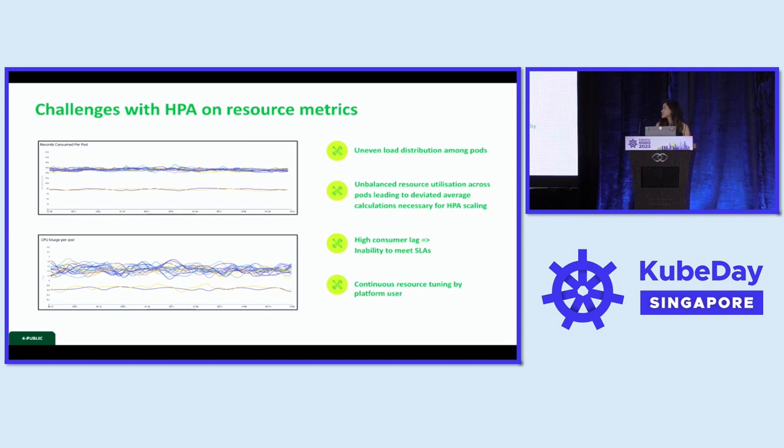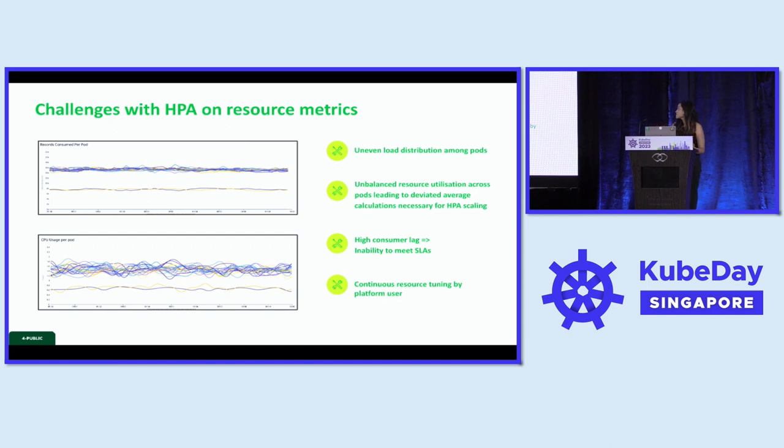And hence, this led to our third challenge, which was higher consumer lag. So when the resource consumption was much above the target resource that we were providing to the deployment, this meant that the processing slowed down, and hence there was higher consumer lag for these pipelines, which essentially meant that we were breaching our service level agreements.